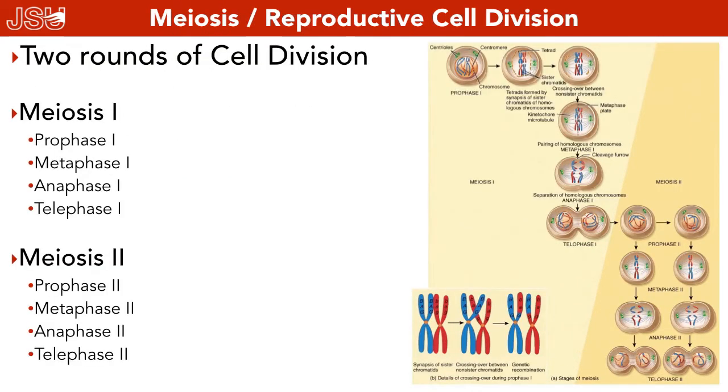All right. We have two cell divisions. We have meiosis one and we have meiosis two. Meiosis one, we have prophase one, metaphase one, anaphase one, telophase one. Meiosis two, we have that, but with twos after it. So it's basically like two mitoses stacked one on top of each other.